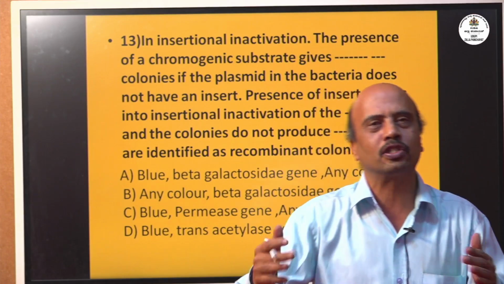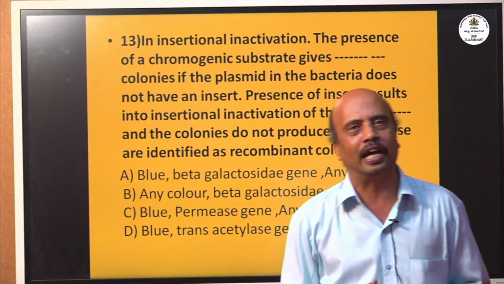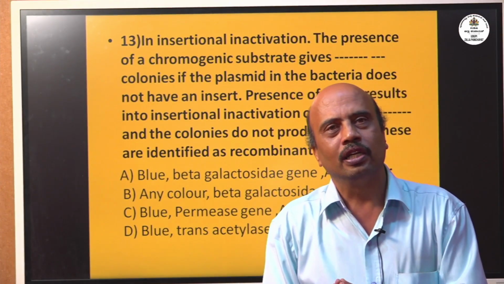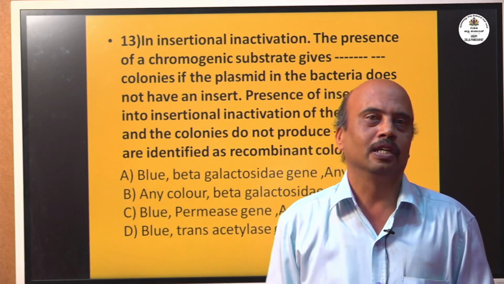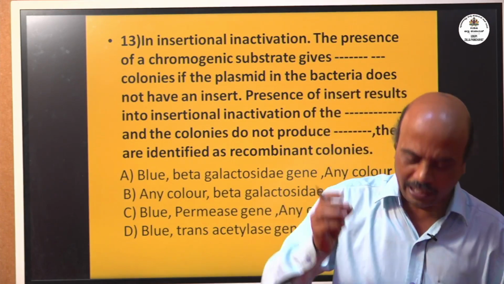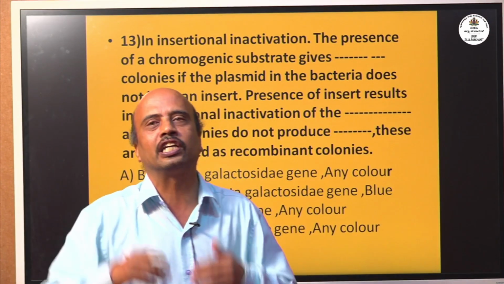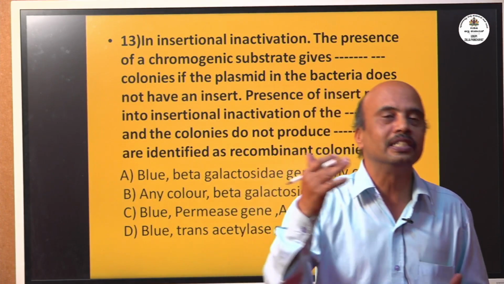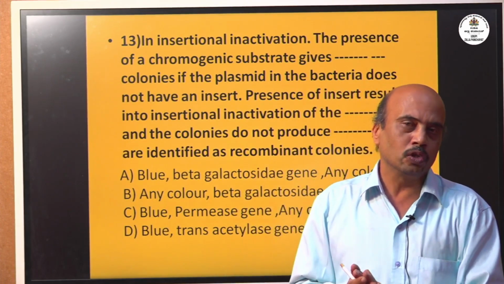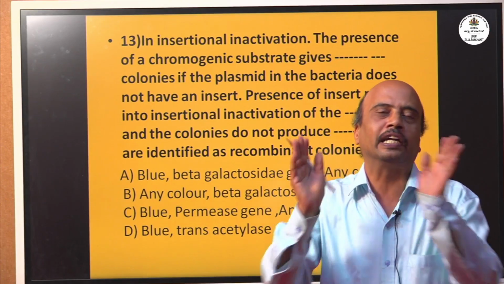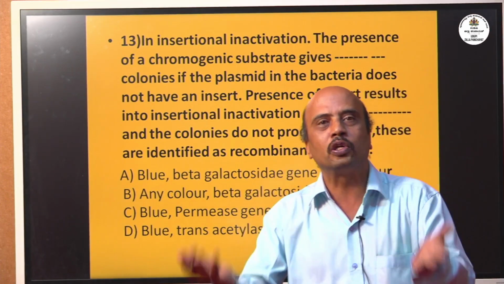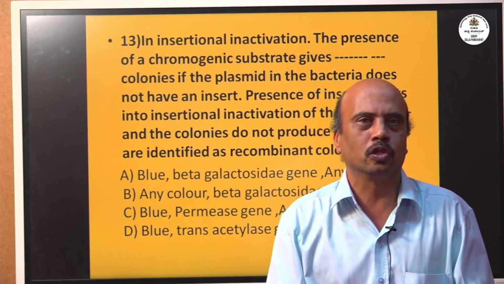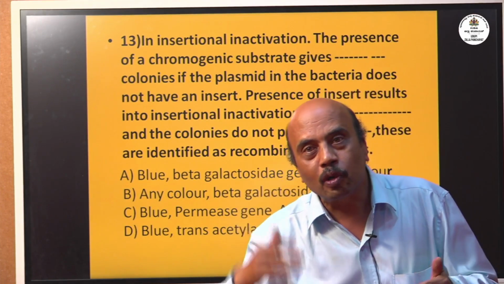There are two ways we can identify the transformants and select. One is by using an antibiotic resistance site. The second one is insertional inactivation. In insertional inactivation, our insert, the desired gene, is incorporated into the coding sequence of the beta-galactosidase gene. So if our insert is incorporated into that region, it does not produce the beta-galactosidase enzyme, which will not split the lactose into glucose and galactose, so it does not produce any color.